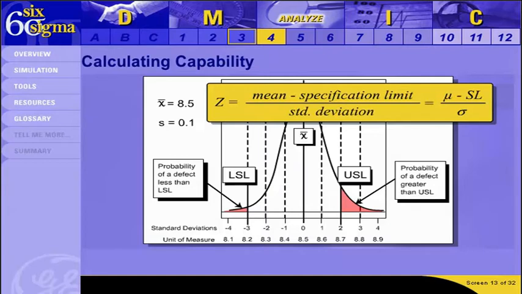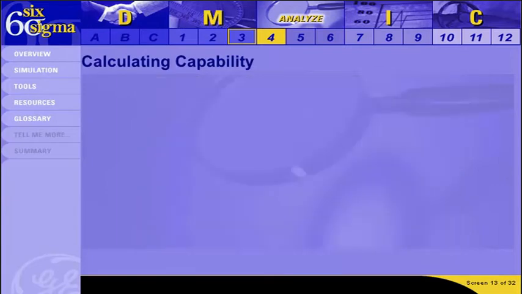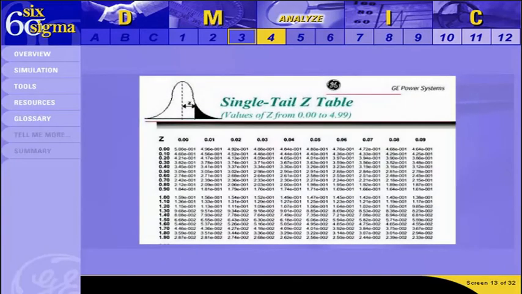Let me show you how the z-table works, and then we will perform the calculations for this example. The mean for our example here is 8.5. The standard deviation is 0.1. Now that we have the actual measurement scale matched up with the standard deviation scale, let's take a look at the z-table. This is the z-table.